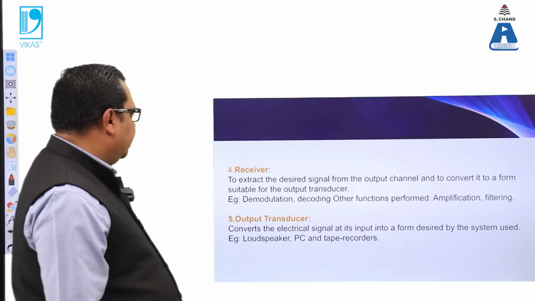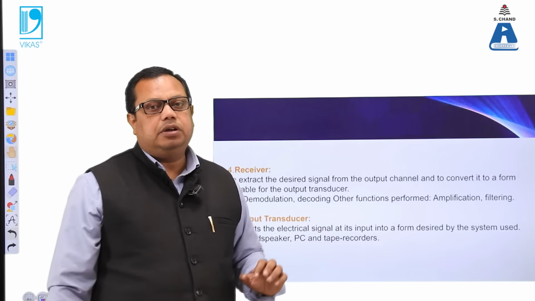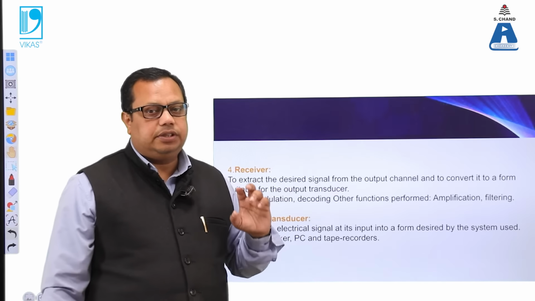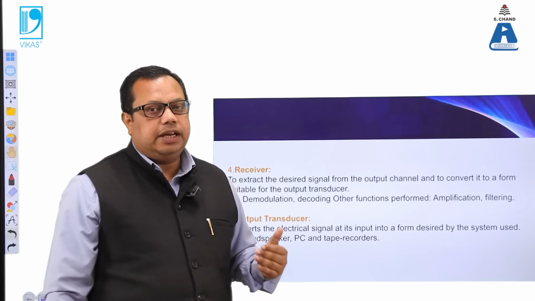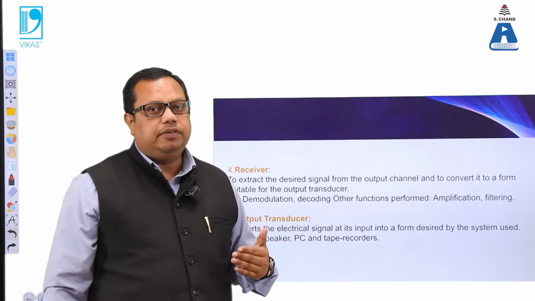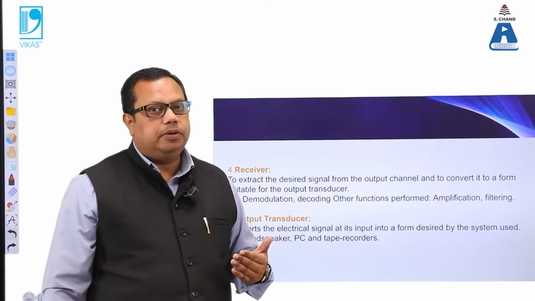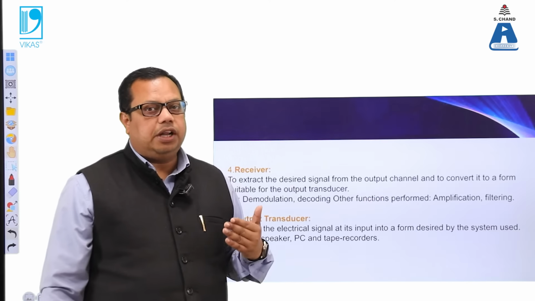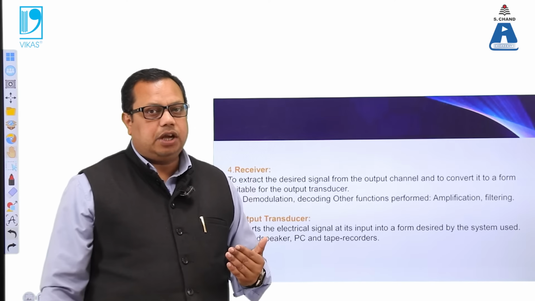Then we have the receiver. The receiver in the end receives the particular signal that was sent. When it receives the signal, again there is a transducer. Then again it will check the particular wave, whether any rectification is required or the wave is proper. So, we are using a transducer at both parts. One is the input, one is the output.